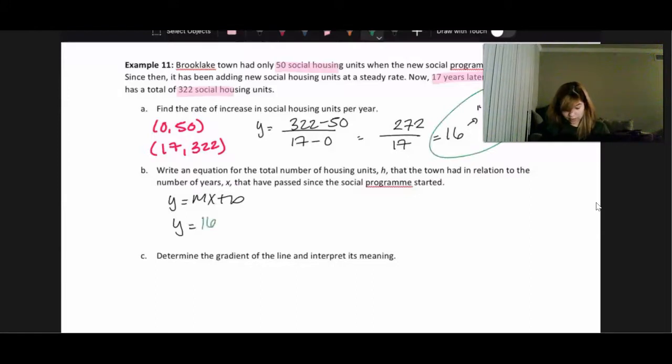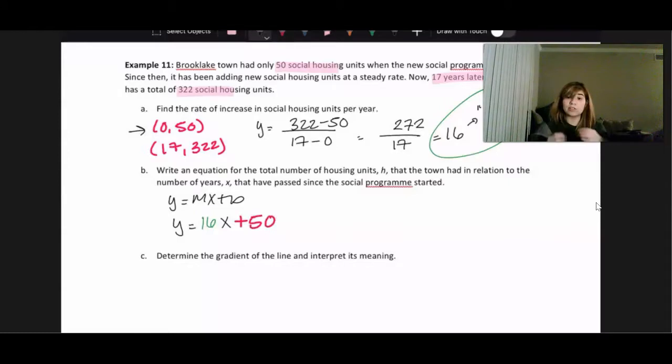So 16x. Now you have to be careful for b. You don't have to solve for b. You already know b. Remember, b, your y-intercept, is always the starting value of your line, of your graph, of your context. We know how many housing units we had to start with. Right here, it only had 50 housing units at the start of the social program.